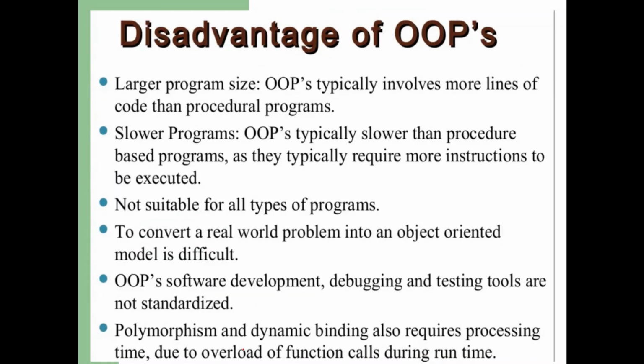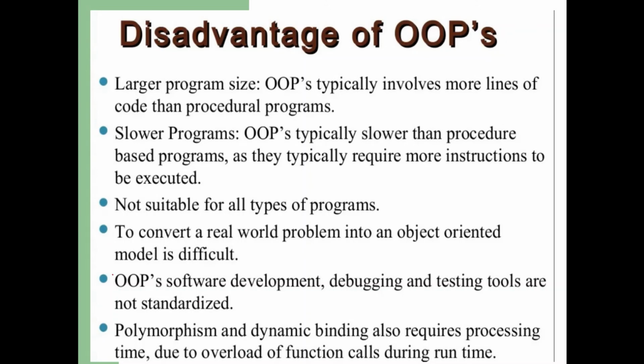Now we'll see some disadvantages of object-oriented programming. Larger program size: object-oriented programming typically involves more lines of code than procedural programs. Sometimes it is slower. Object-oriented programs are typically slower than procedural programs because they require more instructions to be executed.